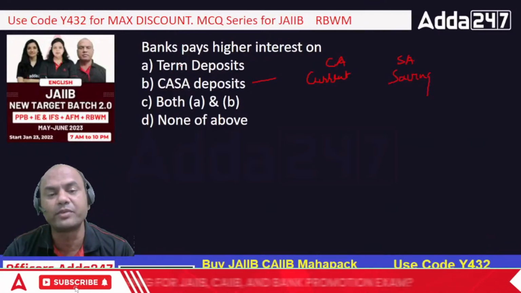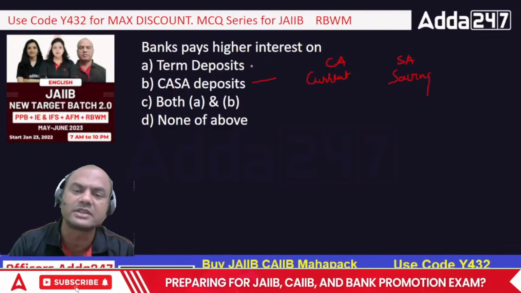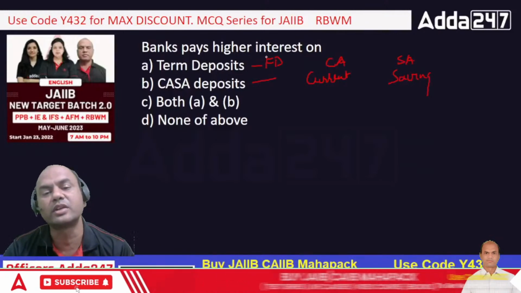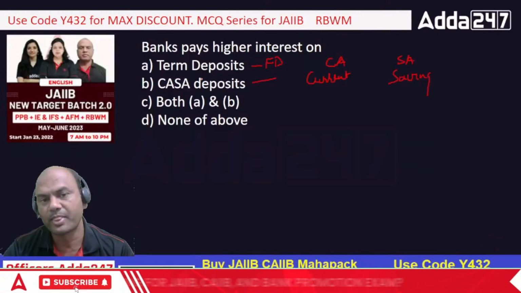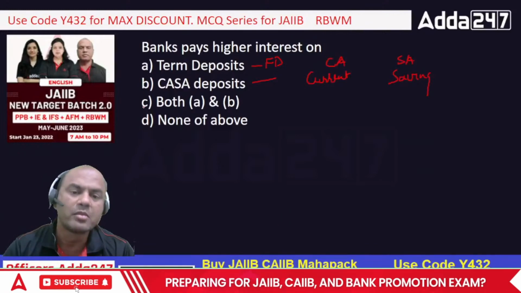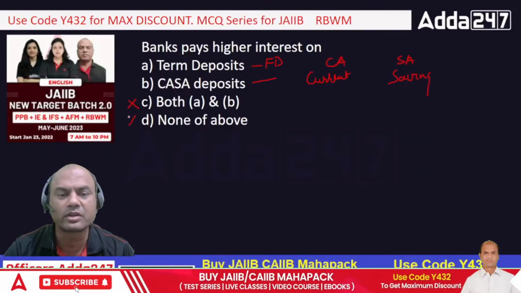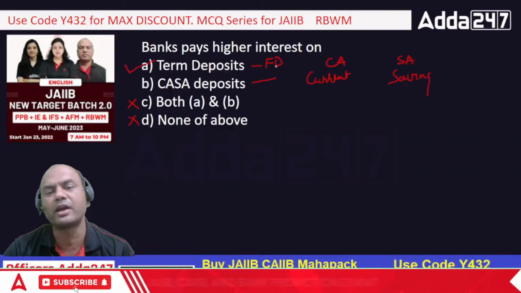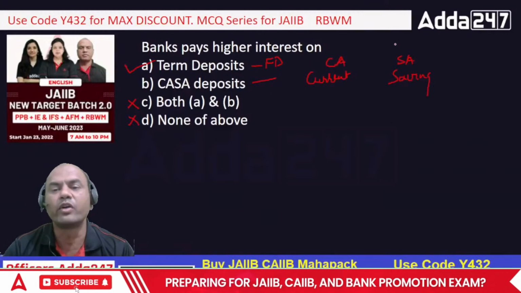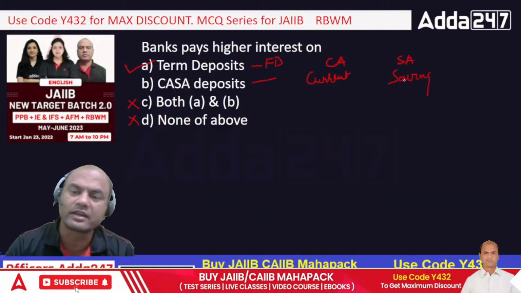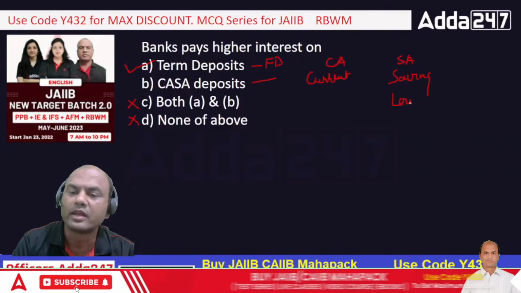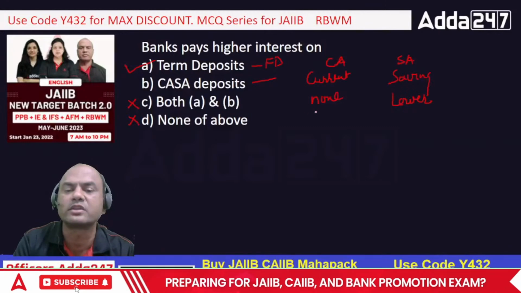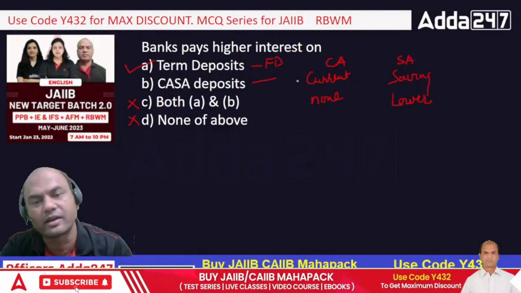You will get higher interest on FD. Term means FD. See here, term deposits, other name is FD. Keep it simple, isn't it? So where do you get the higher rate of interest? On FD or on CASA? Fast. A or B? Both is out. None is also out. So what is the correct answer? Correct. On term deposits, we always pay higher rate on FDs. We always pay lower rates on savings. Here, I'll write it over here. Lower. And what about current? Current is none. No rate of interest on current. Current account does not carry any interest. Okay.